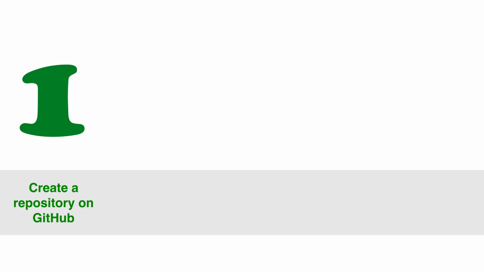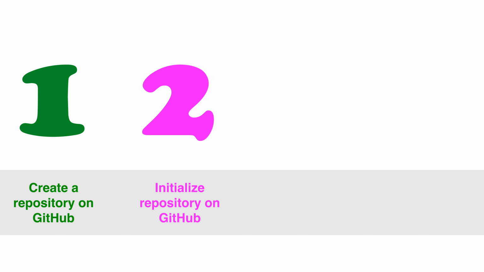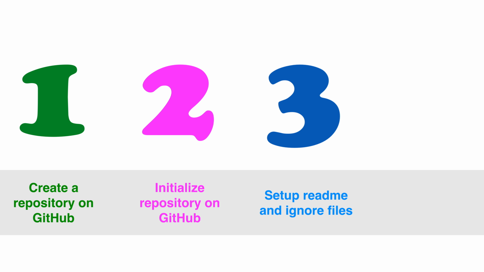Here's what we're going to do. We'll create a repository on GitHub, initialize a repository on our machine, set up the ignore and readme file, and then check our code into GitHub. Now don't worry if that didn't quite all make sense. We're going to cover each step in detail.